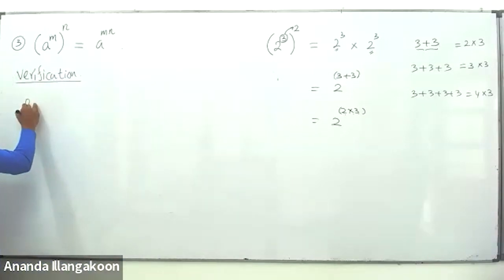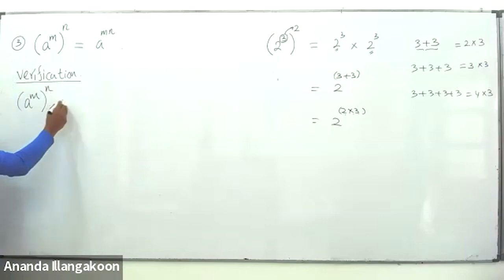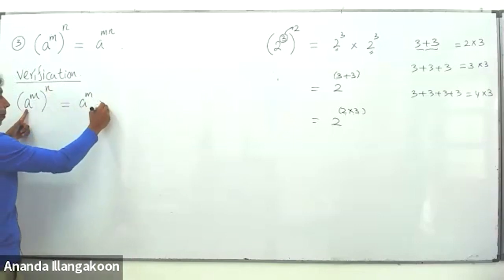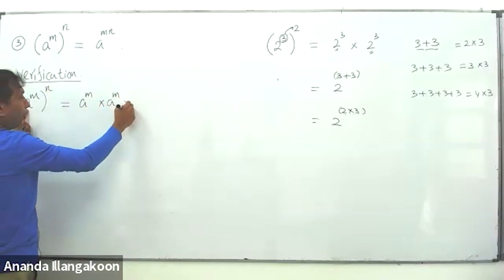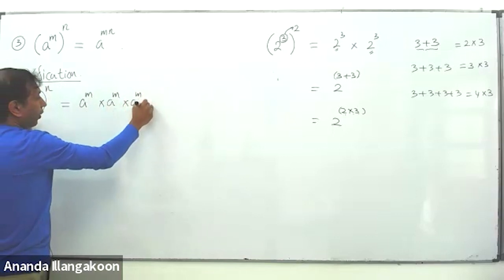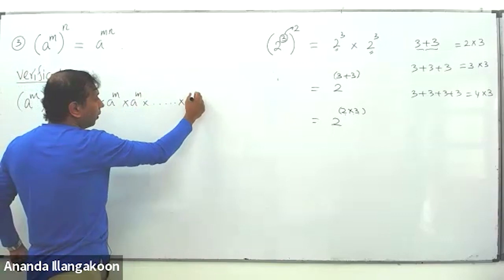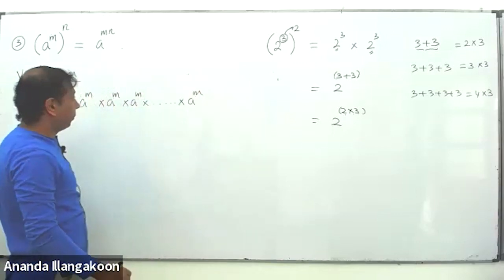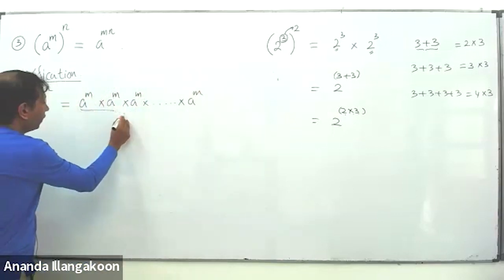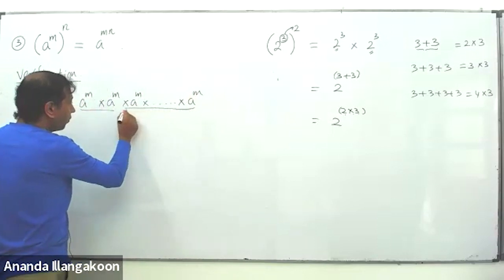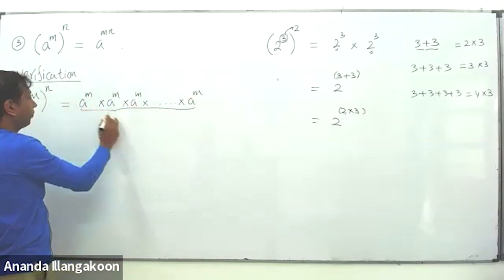Now we can write a to the power m to the power n. This a to the power m should repeat how many times? n times. And then we write a to the power m, another a to the power m, another a to the power m, this n times.